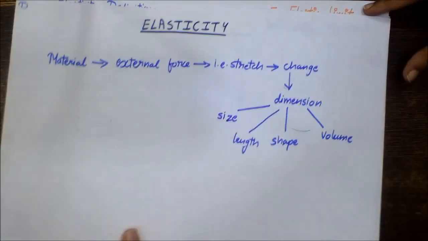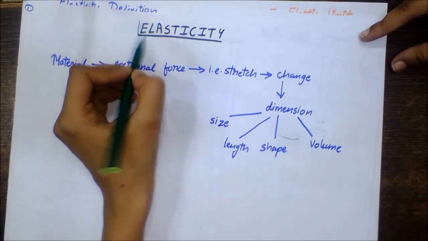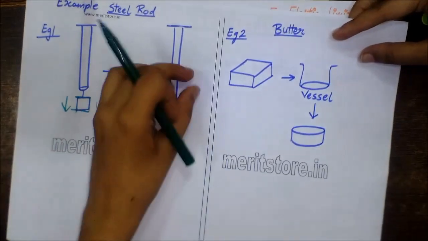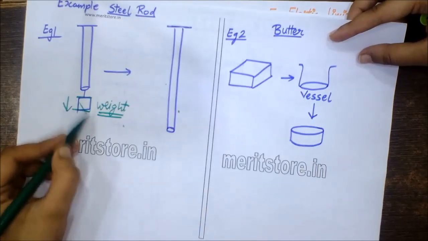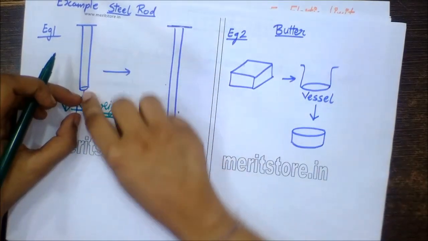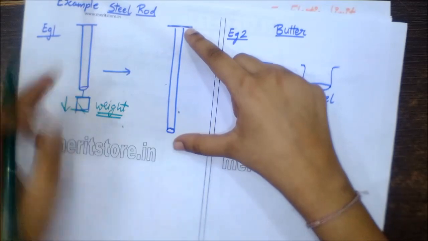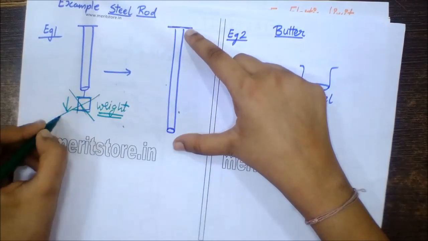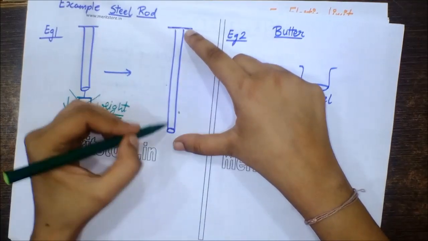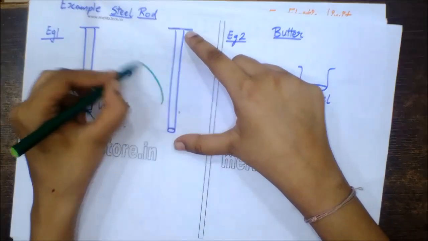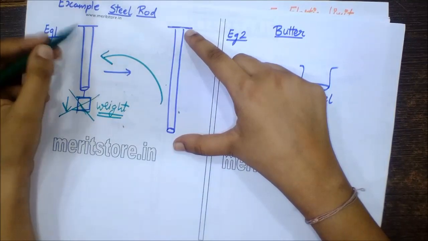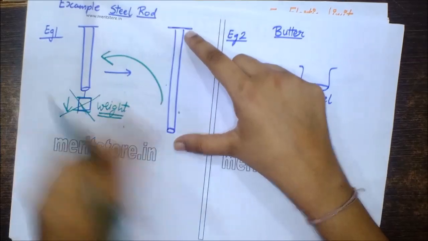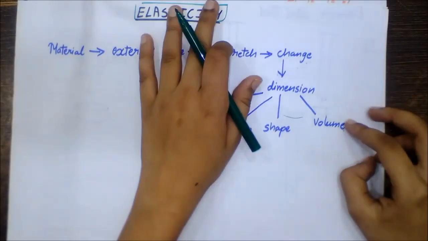Now where does elasticity come in? It's when, after removal of this force, first I have put a force, the dimensions have changed, the rod has become longer. After removal of this force, once I have removed this force, this rod will go back to its original shape and size. That is, this rod will go back to its original dimensions. This is known as elasticity.